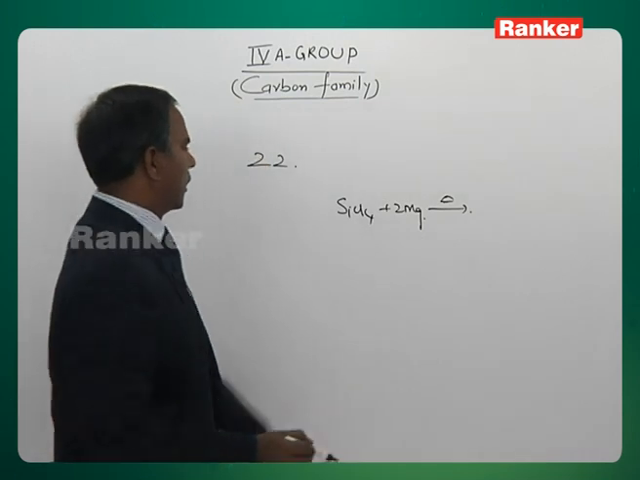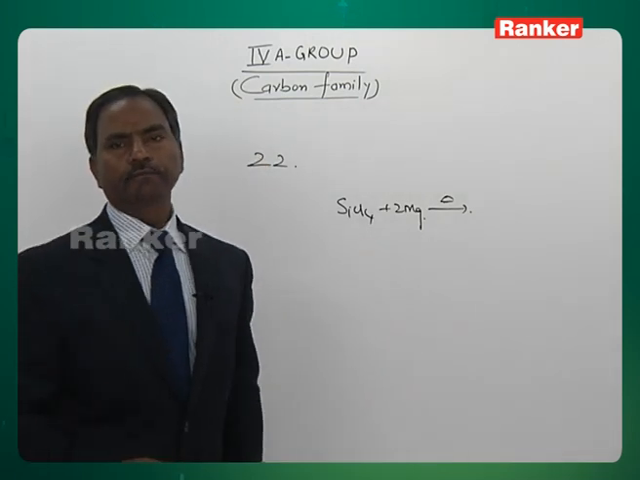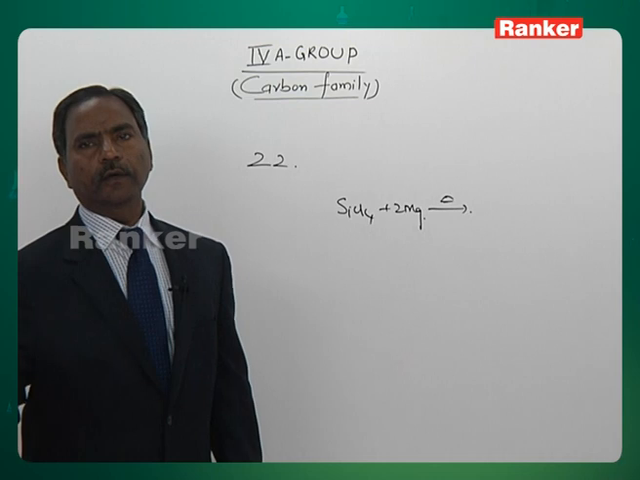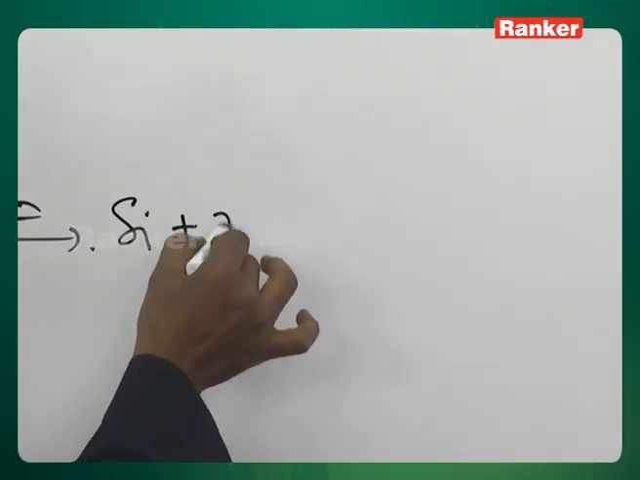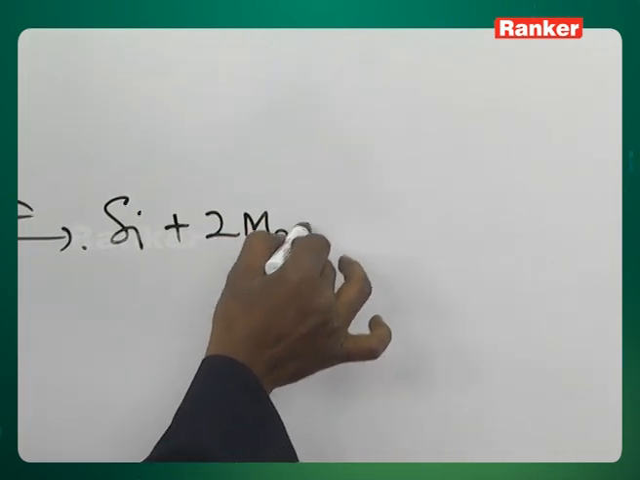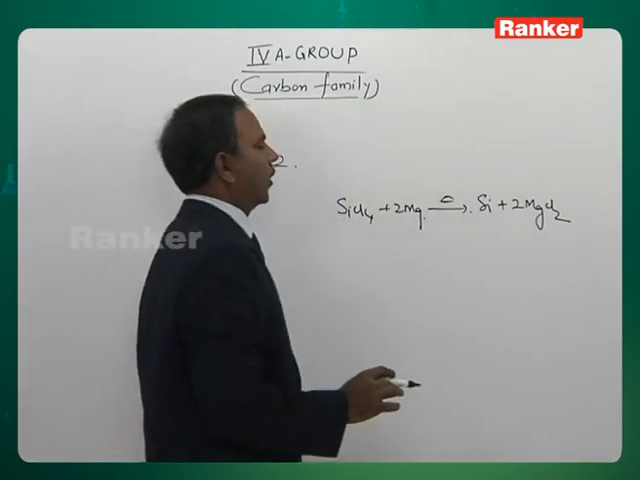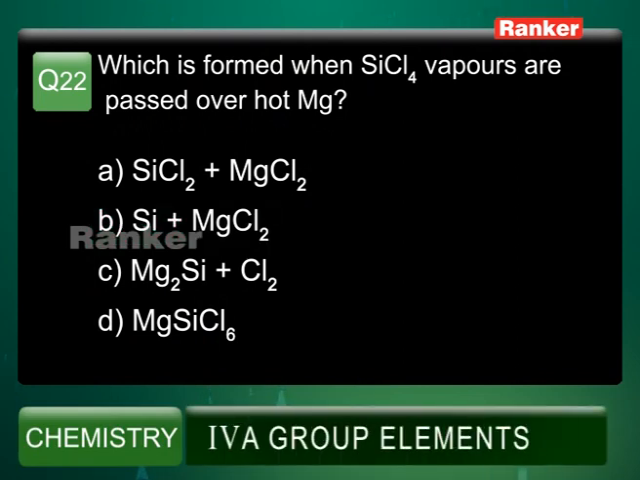Look here, magnesium is a reducing agent. It reduces silicon tetrachloride to silicon. Therefore, we get silicon plus 2MgCl2. So for question number 22, let us see the option B: silicon plus MgCl2. So 22, answer is B.